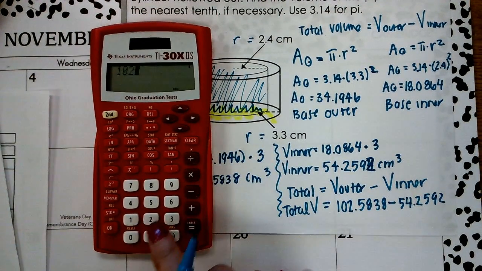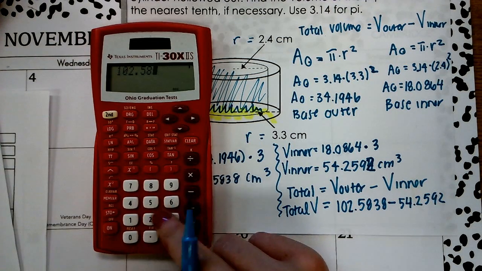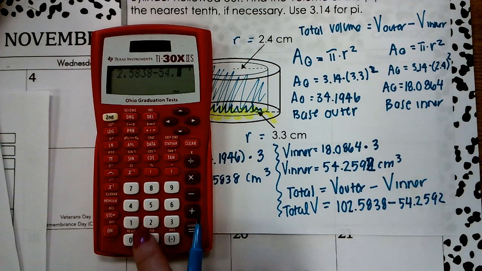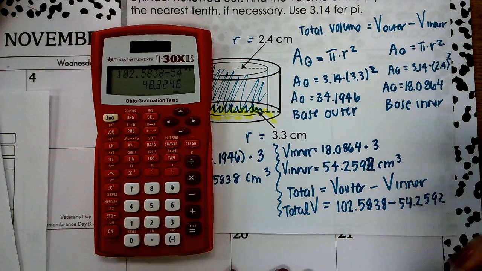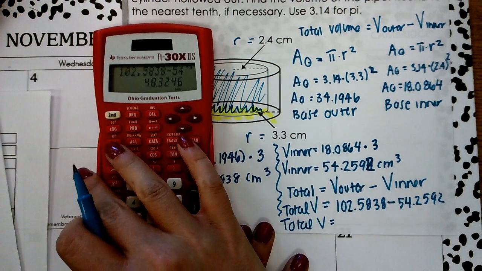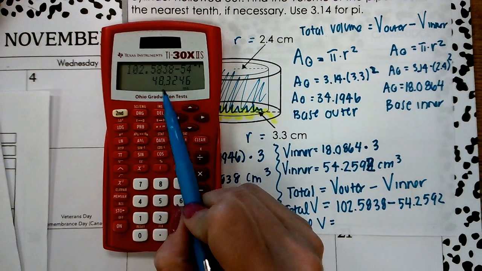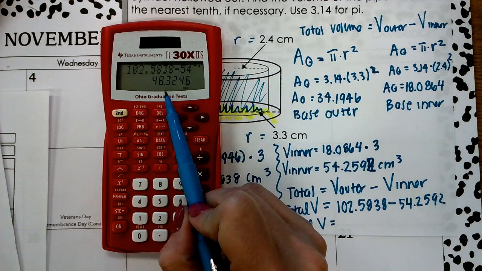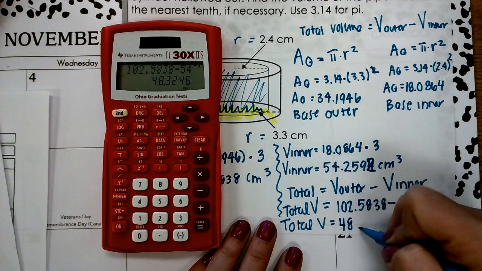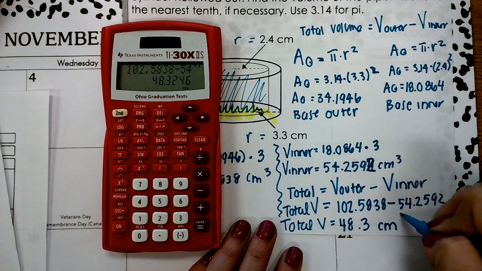So 102.5838 minus 54.2592. When we do that, we get that our total volume is equal to, remember we want to round to the nearest tenth, so let's look at the hundredths place. This 2 will keep the 3 as a 3, so our total volume is 48.3 centimeters cubed.